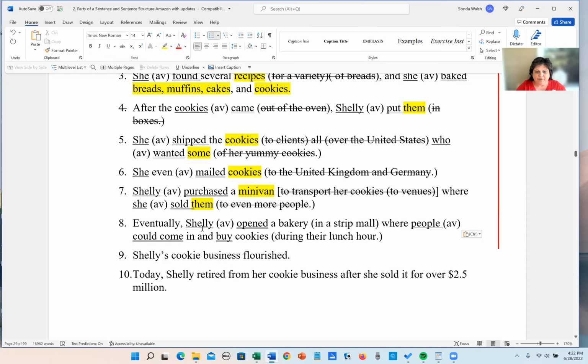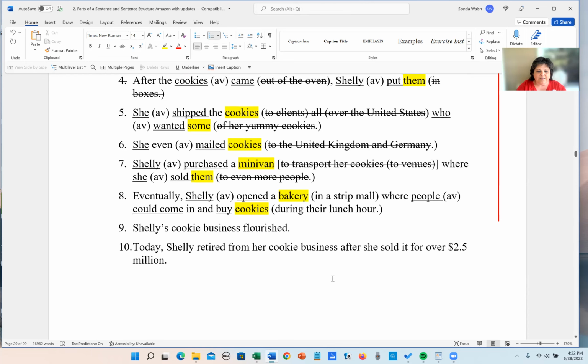Okay, so now since we have action verbs, we're going to move on and ask our question. Shelley opened what? Shelley opened a bakery. So bakery is our direct object. People could come and buy what? Cookies. So cookies is our direct object. All right, number 9. We don't have any prepositional phrases. Business is our subject. Shelley's cookie is modifying what type of business. Flourished is our action verb, but there's nothing else, so we don't need to identify anything there.